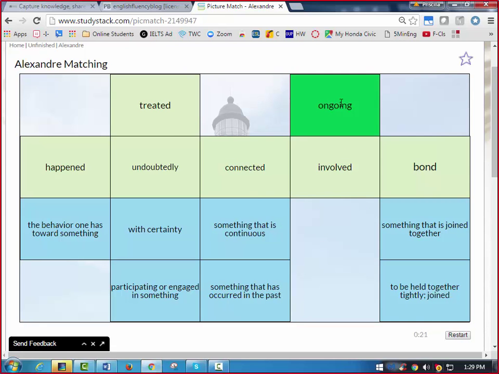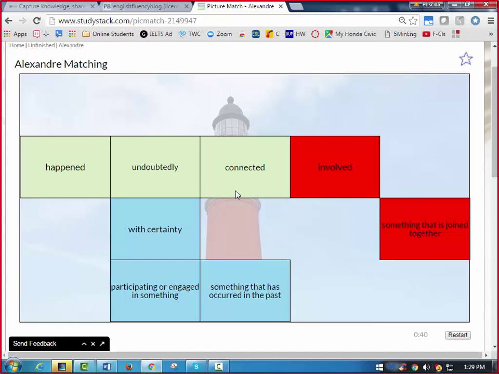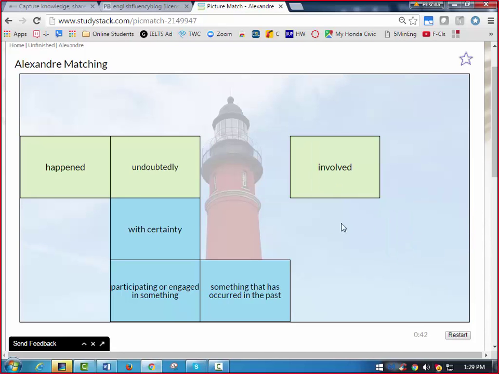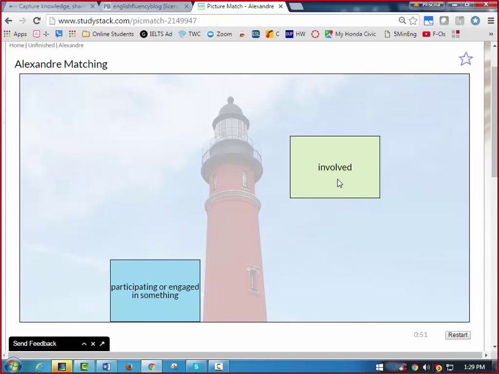Yay. Ongoing, wrong. Something that is continuous, ongoing. Bond, to hold together. Treated, and nope. Treated, that one is correct. Involved, nope. Connected, yes, undoubtedly. But you would be saying these things. Undoubtedly, with certainty, happened, that happened in the past, and involved.